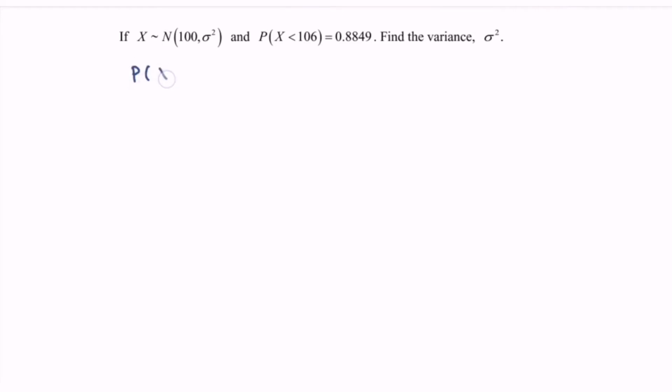So here we have the situation, the probability that x is less than 108, which I consider as the question, and we have the probability, or we can say the answer.